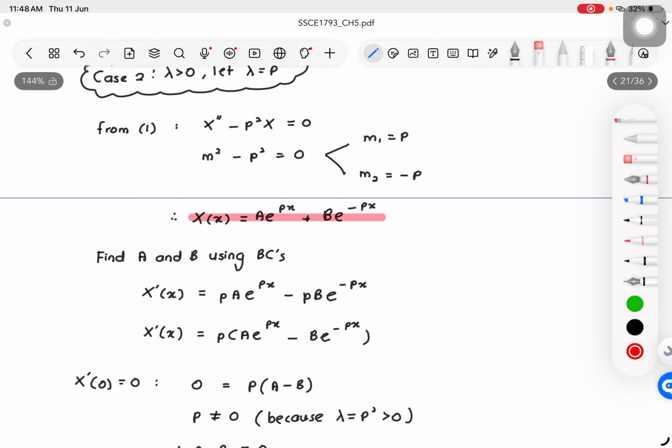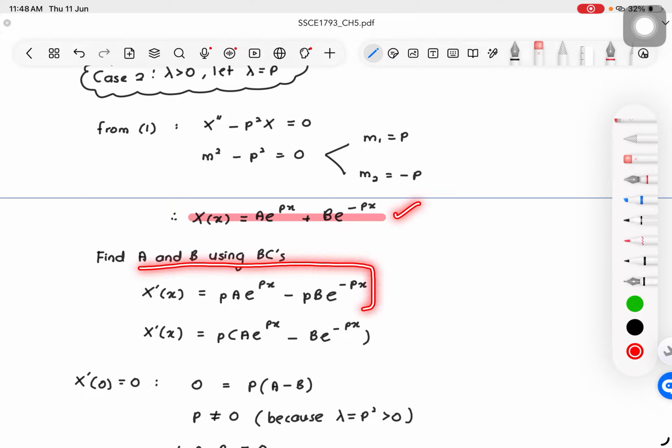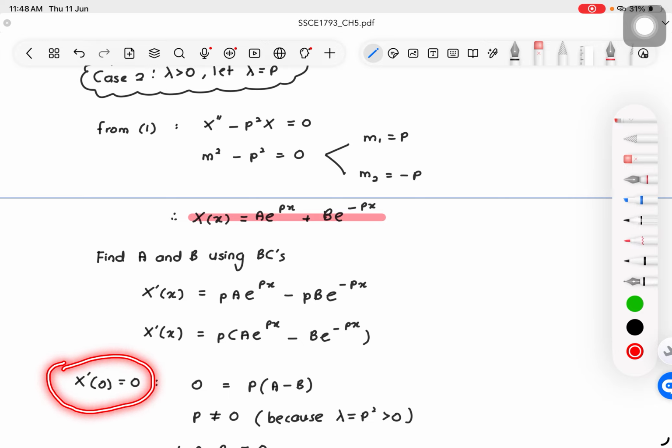So from the equation of x, if you want to use the boundary condition for x prime, meaning that you need to differentiate this equation. So differentiate the equation with respect to x, and then you get this one. Okay, x prime of x is equal to this one. So now we use the first boundary condition where x prime 0 is equal to 0. So you substitute inside here, and you get 0 is equal to PA minus PB.